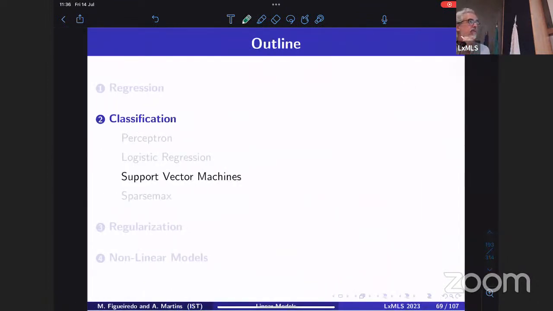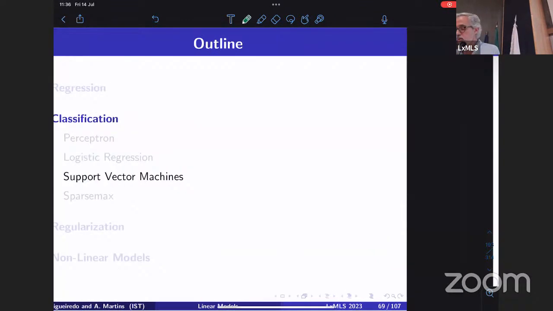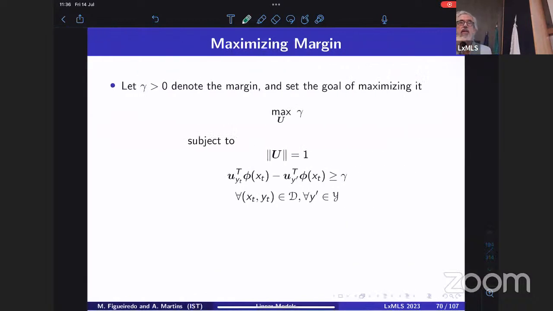I'll go a bit fast here, because I want to cover other stuff, which is more important. Support vector machines was a very, very popular technique in the late 90s and early 2000s. And the idea is the following. Instead of trying to look for a probabilistic formulation like we have been doing now, I'm going to look for a margin. So let me draw a picture.